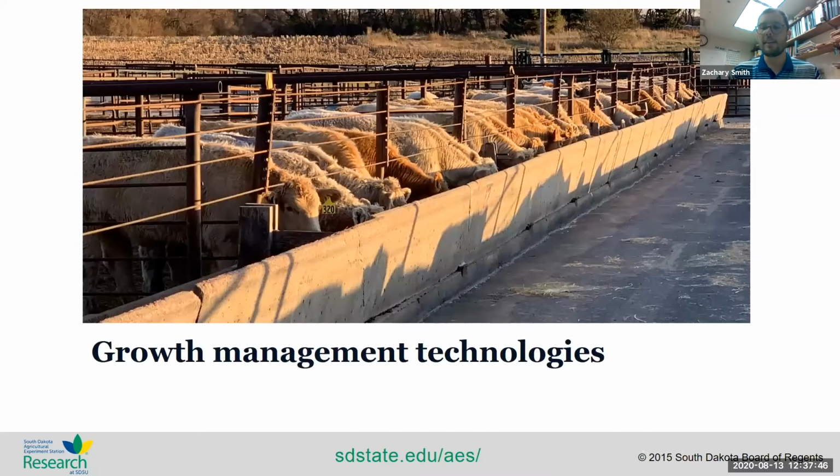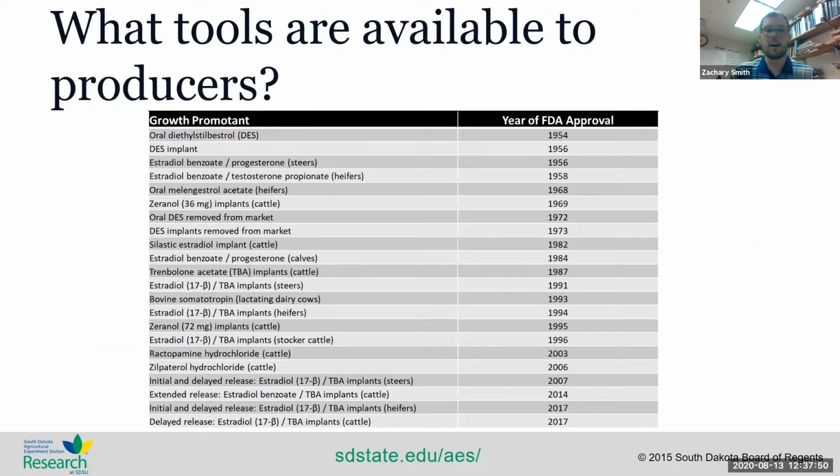Now I'm going to move into the different growth management technologies. So what are some of the tools available to producers? This is originally from Ron and Preston. It's been updated by Dr. Johnson in the past, and this is my most up-to-date version. The only thing that's not included here is the newest beta agonist that Elanco sells.